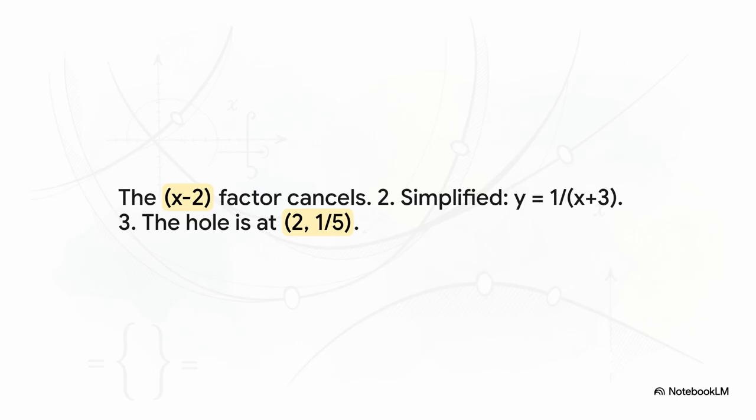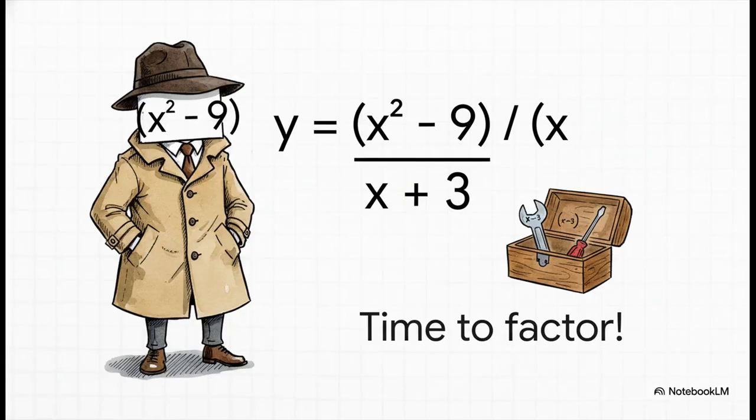Then we take that 2 and plug it into what's left over, the simplified function, which is 1 over x plus 3. That gives us 1 over 5. And boom, case closed. There's a hole at the point (2, 1/5). All right, on to case file number 2. This one's a little trickier.